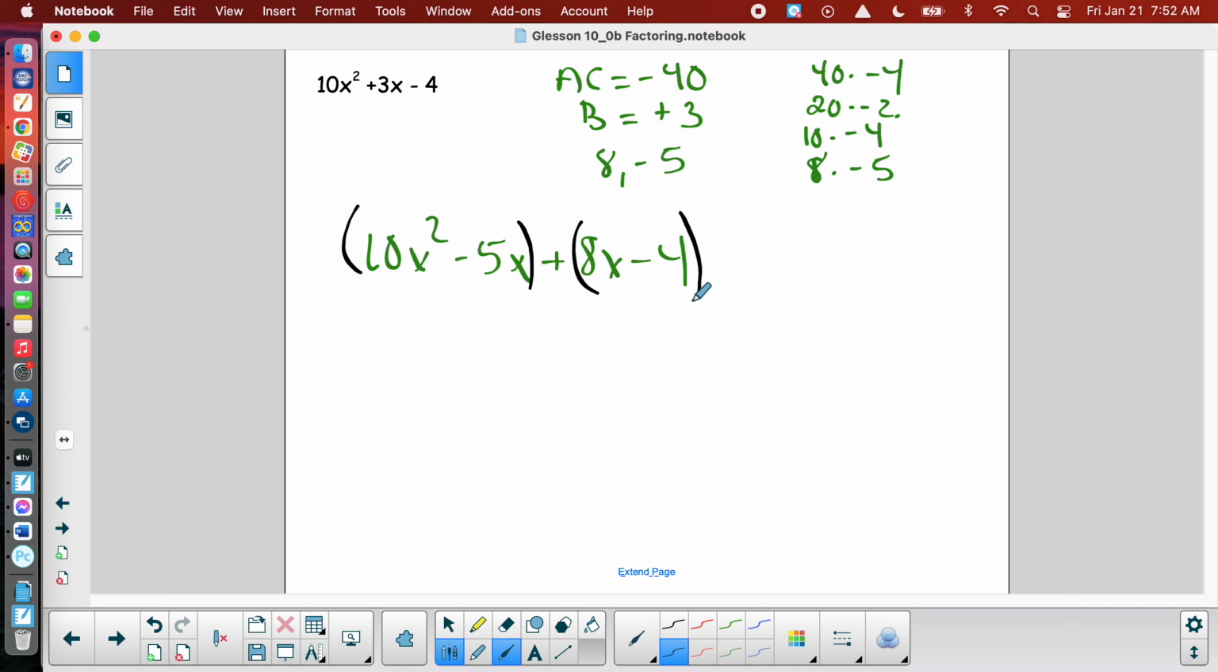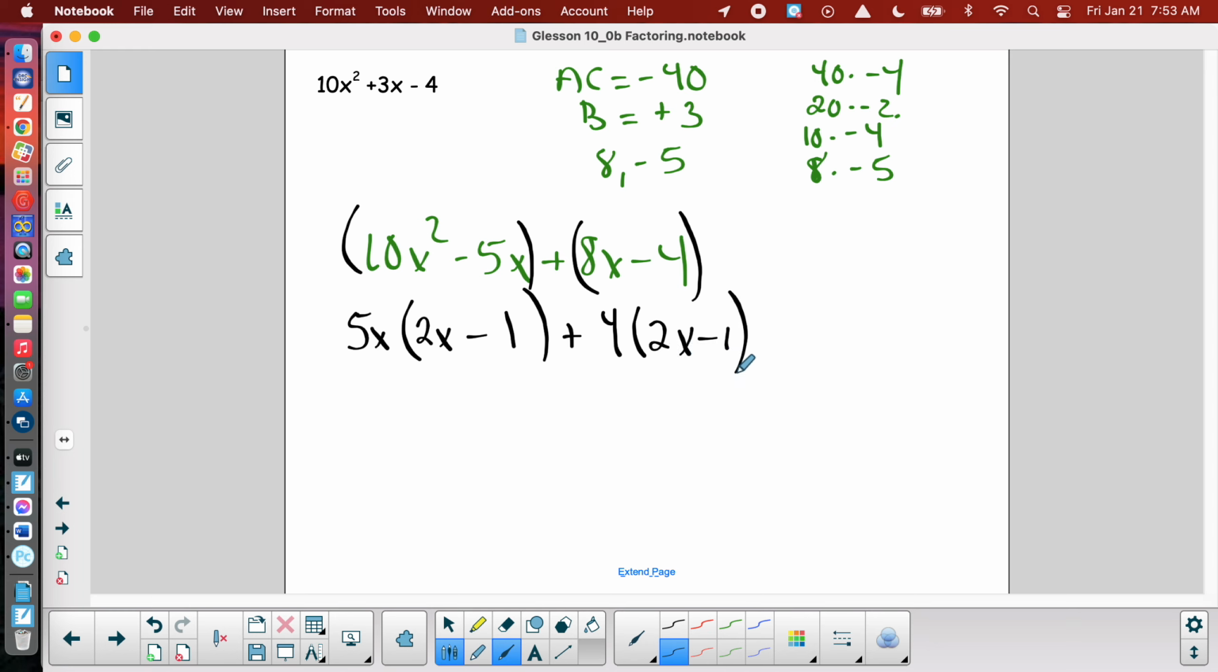Greatest common factor is what for 10x squared minus 5x? This is my greatest common factor: 5, not just 5, but 5x. The first pair is always going to have an x as part of the greatest common factor, okay? If I take out a 5x, that leaves me 2x minus, now 5x divided by 5x is 1. Plus, greatest common factor between 8x and minus 4? 4. Leaving me a 2x minus 1.